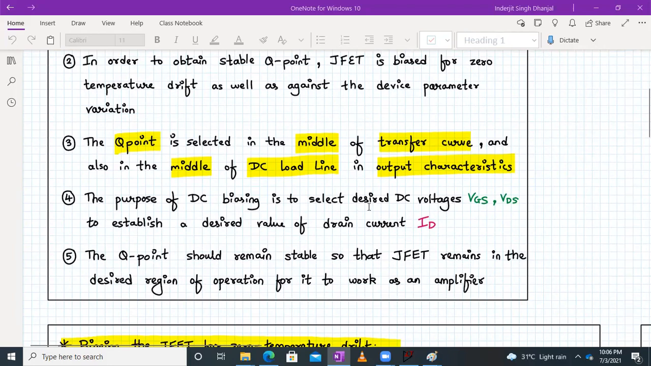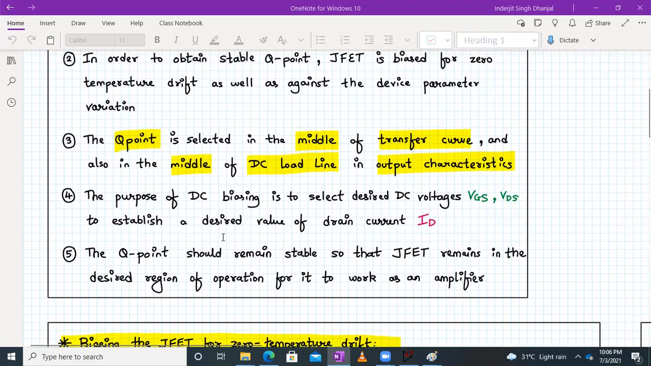The purpose of this DC biasing is to select the desired DC voltages, VGS and VDS, to establish a desired level of ID, that is the drain current. Now, why is this required? Because the Q point should be stable such that the JFET remains in the desired region of operation to work as an amplifier. And that region of operation is the saturation region.